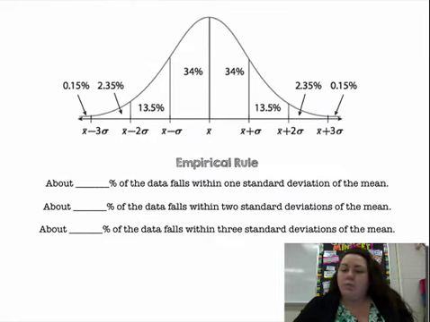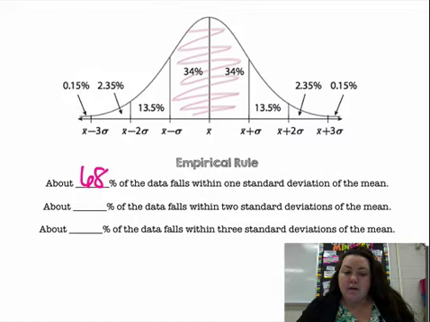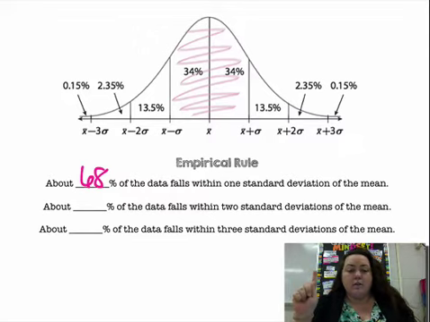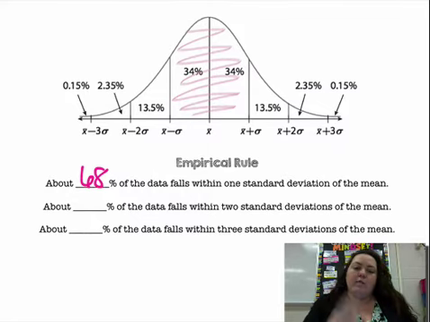Alright, so here's a normal curve, and it's broken down into sections. The empirical rule for a normal model states that about 68% of the data falls within one standard deviation of the mean. So I have my mean, x bar, and if I add one standard deviation to the right, or subtract one standard deviation to the left, 68% of my data falls within that. If you break that down into two, because I have two sides, it's 34% each. So that highlighted section is 34% on both sides, or 68% overall.